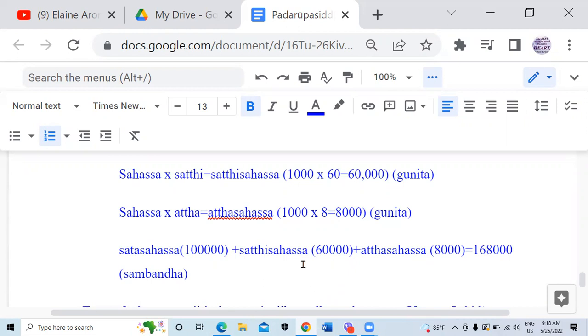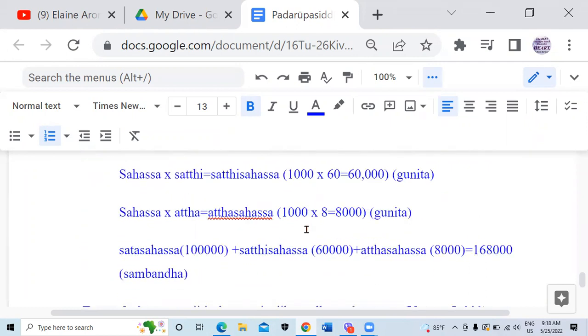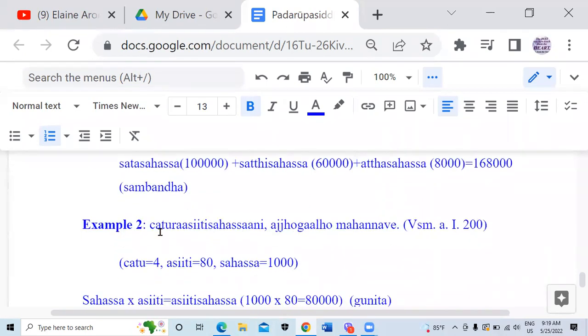So this Samana Sankhya is based on Gunita Sankhya. Okay, Gunita Sankhya. Another example, example two.